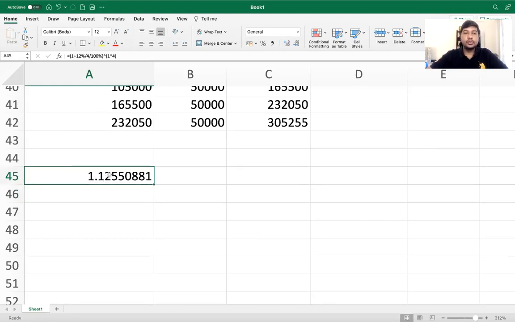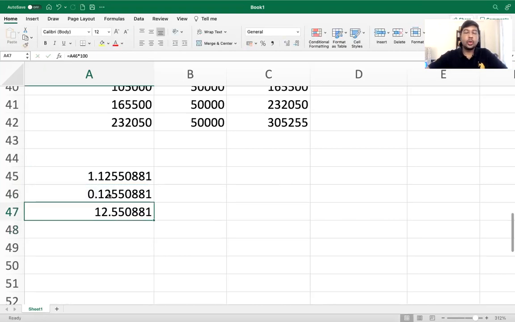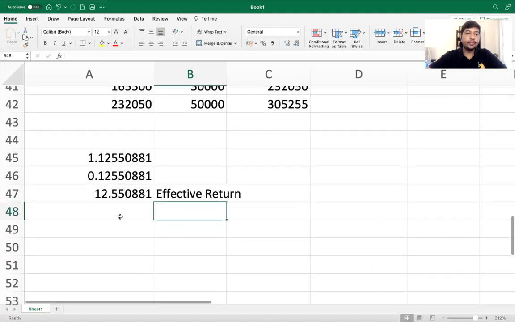Okay, this becomes your answer, minus 1. And then this into 100 will give you 12.55%. So what is this? This is the effective return of 12% compounding quarterly.